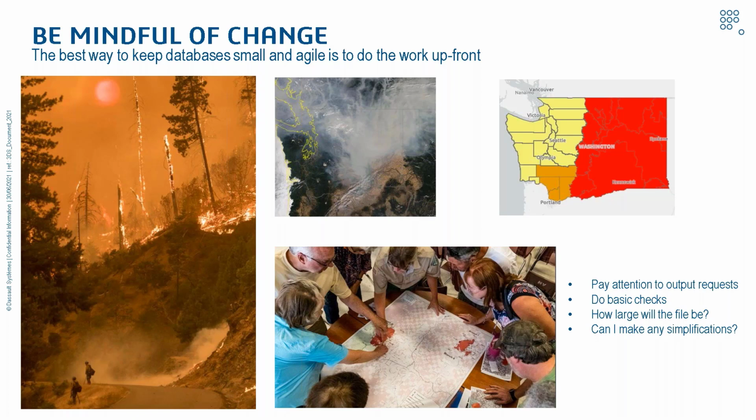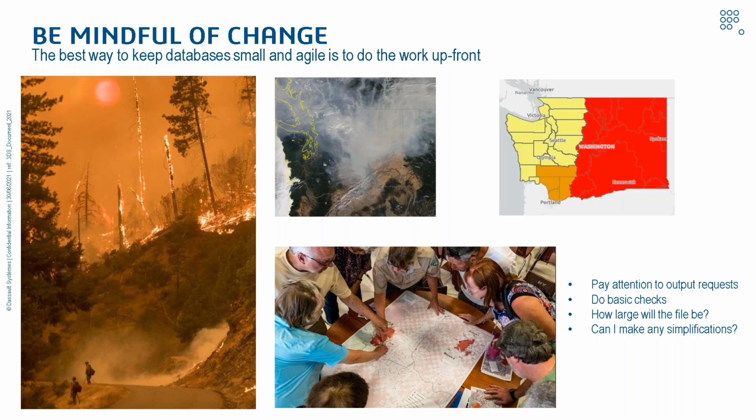And some of the best ways to prevent a lot of this is to just do the work up front. And sometimes it's difficult to do the work up front. You may not know exactly what work you need to do all the time, but the more that you can do, the easier it's going to be later. And so the best way to keep your database small and agile, similarly to how we can keep the forest from burning out here, is to do the work up front.